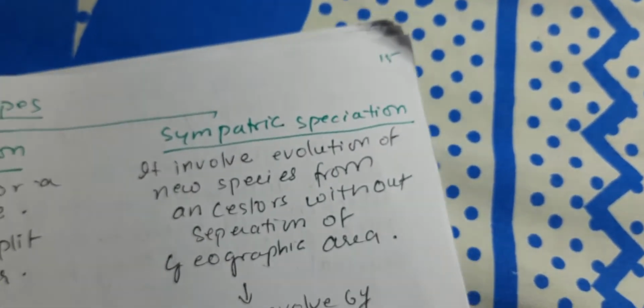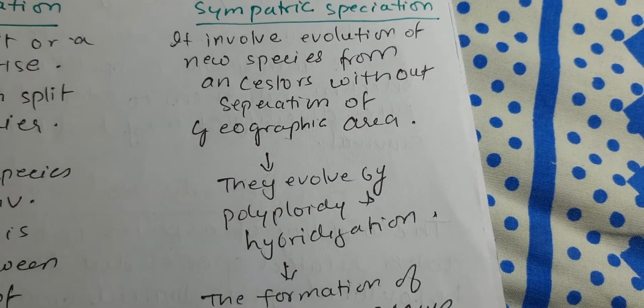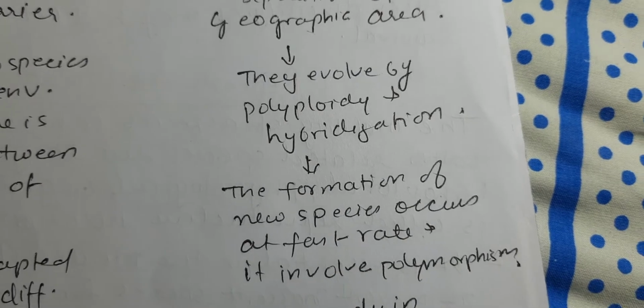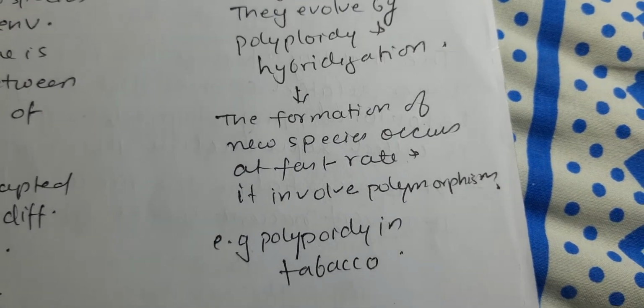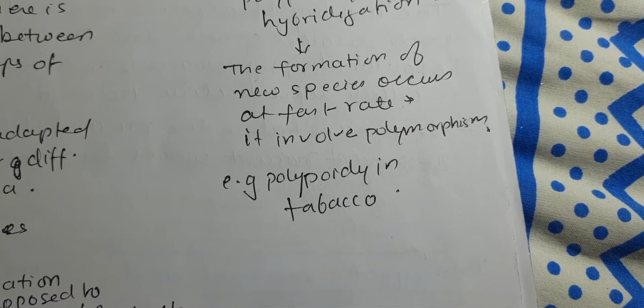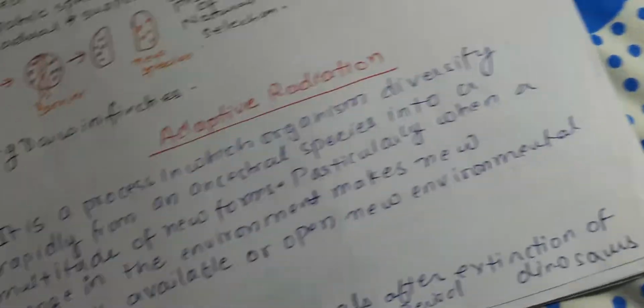Now sympatric speciation involves the evolution of new species from the ancestor without separation of geographical area. They evolve by polyploidy and hybridization, and the formation of new species occurs at a fast rate and involves polymorphism, polyploidy in tobacco. We'll also discuss what is adaptive radiation.